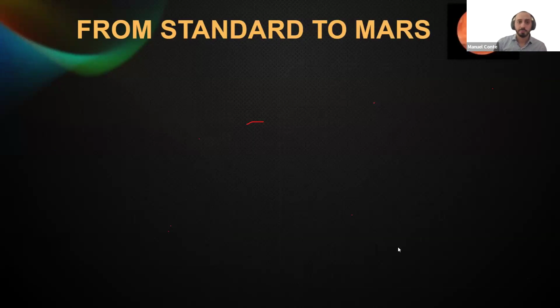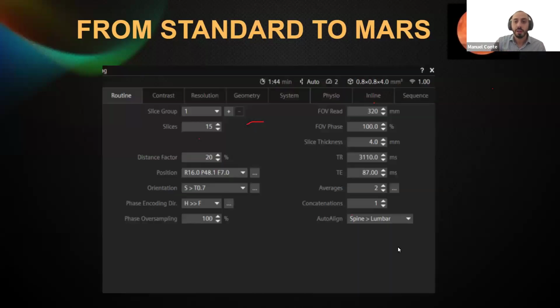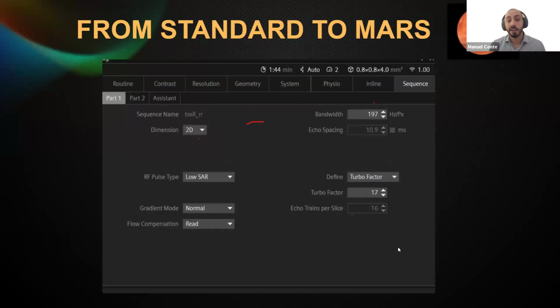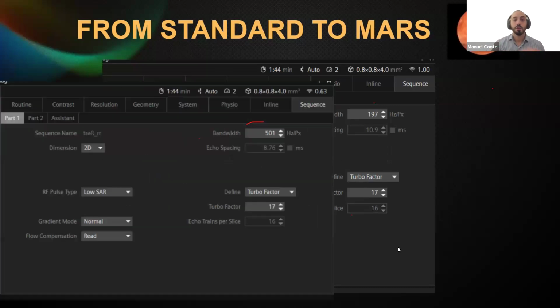Okay, this is just an example of how to build a MARS protocol. It's not the rule, but just to show you the way I think. So we start, this is a T2 weighted sequence. As you can see, there is TR and TE. The first thing that I would do is to increase the receiver bandwidth. In this sequence it is 197, so I increase it to 500.